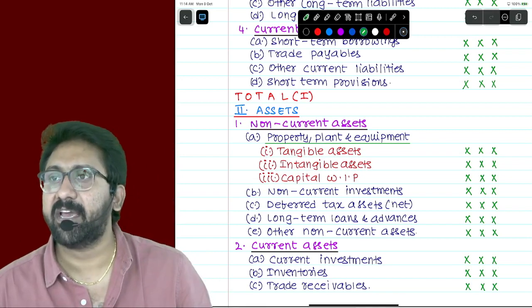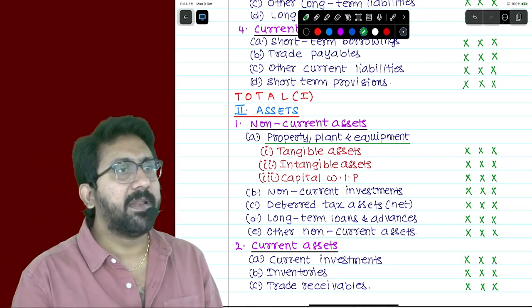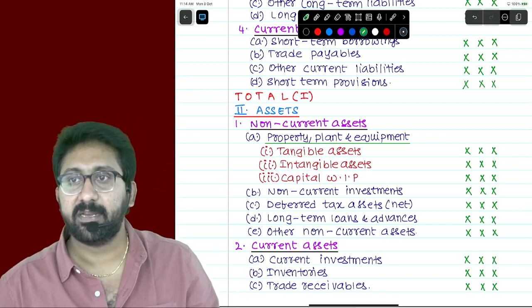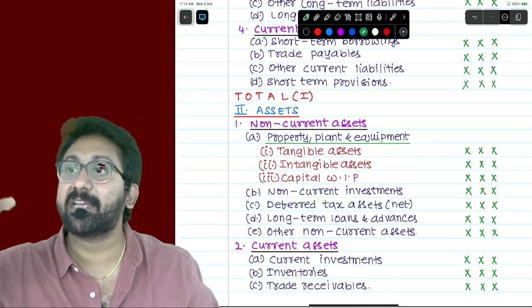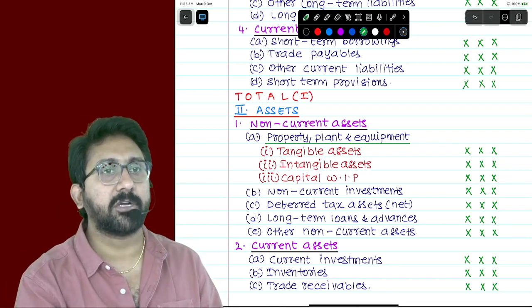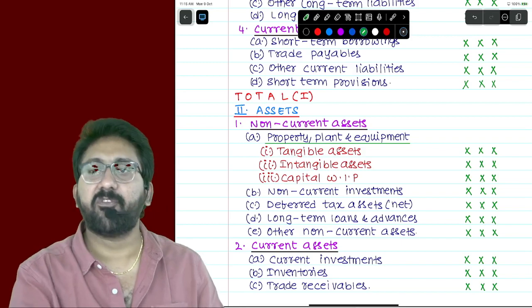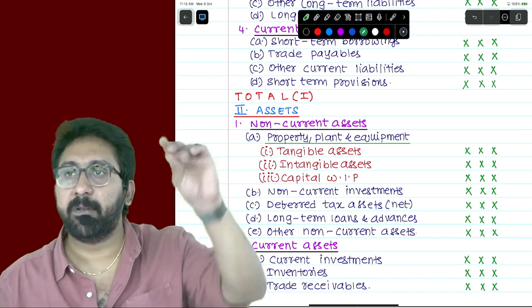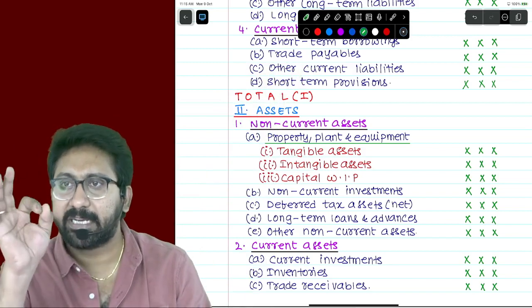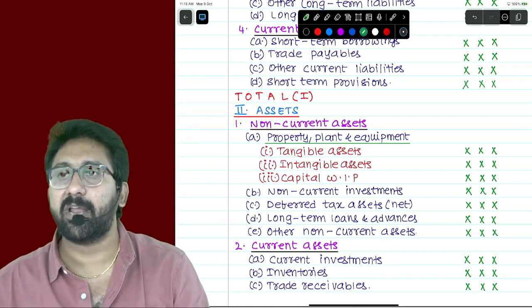Obligation. Liability is an obligation. Why is obligation created? Because you brought money from others. It's not your money. It is others' money. When you brought others' money, you have an obligation to repay them. Correct? Therefore, liability is created. Simply, liability is called getting the money. Asset is called putting the money.